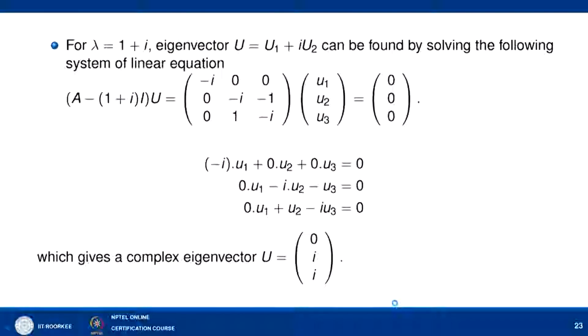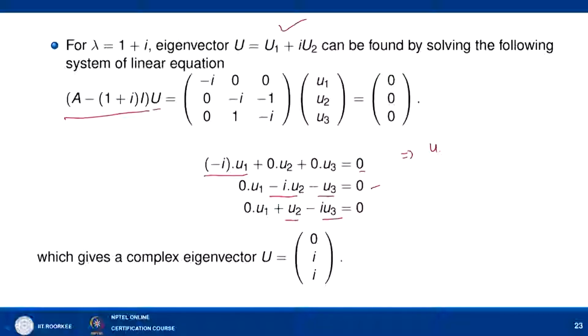Now, the second real valued solution we want to find out, but here we have a complex root, that is lambda equal to 1 plus i. The corresponding eigenvector we write as u1 plus i u2, and we find it from (A minus lambda I) u equal to 0. So, A minus (1 plus i) I times u is [minus i, 0, 0; 0, minus i, minus 1; 0, 1, minus i] into (u1, u2, u3) equal to (0, 0, 0). So, this gives minus i u1 equal to 0, minus i u2 minus u3 equal to 0, and u2 minus i u3 equal to 0.